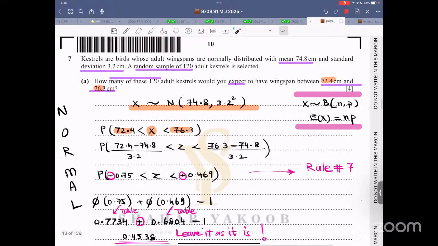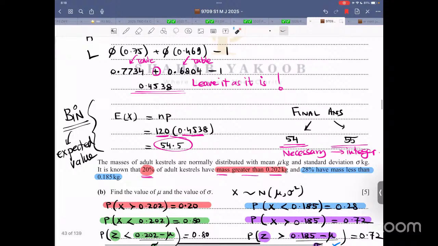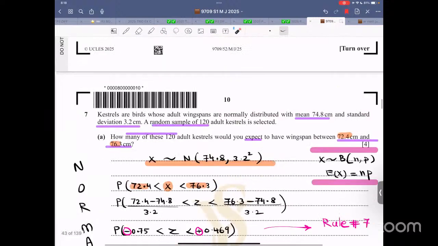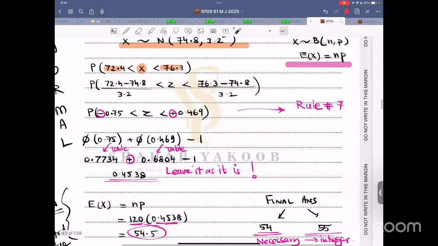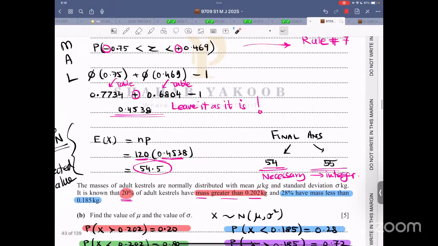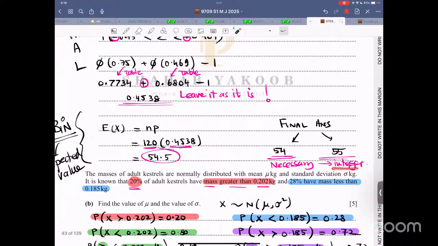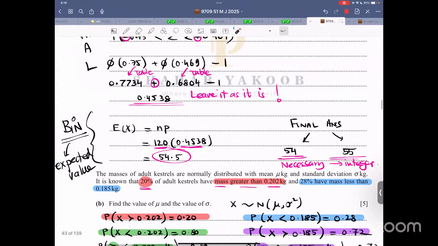Now it's asking for expectation because the number of trials is given. It's just a ratio thing. So multiply it with 120, you get an answer, and they are birds, people, apples, oranges. You need answer in integer. Both are acceptable. Round down, round up, both are acceptable. So any one you should write. Don't write both of them. That's your choice.